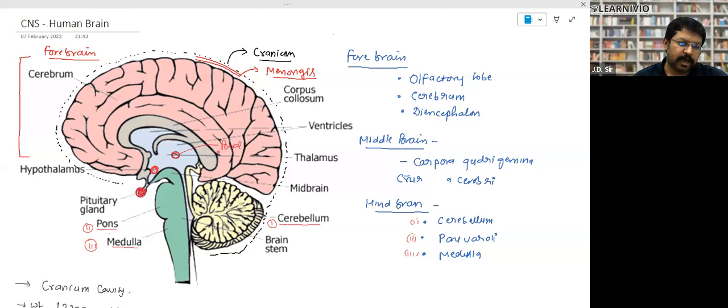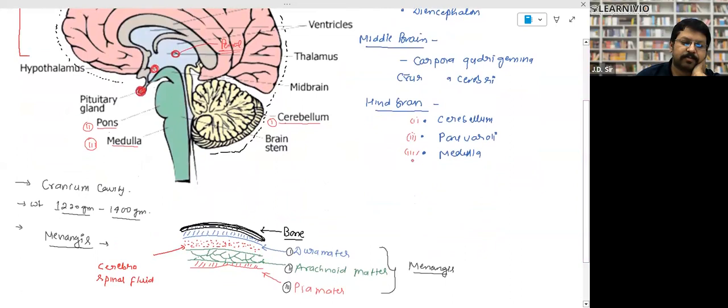So further, we have divided the brain into three parts: forebrain, midbrain, and hindbrain. Forebrain has three parts: olfactory lobe, cerebrum, diencephalon. Midbrain has two parts: corpora quadrigemina and crura cerebri. Hindbrain has three parts: cerebellum, pons varolii, and medulla. Right. The last part is called medulla. Medulla remains directly connected with the backbone.